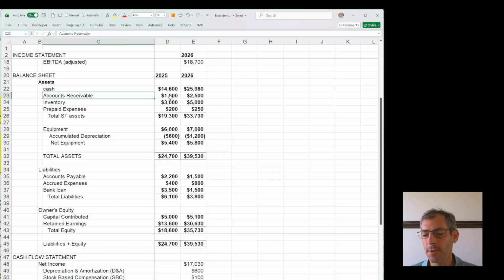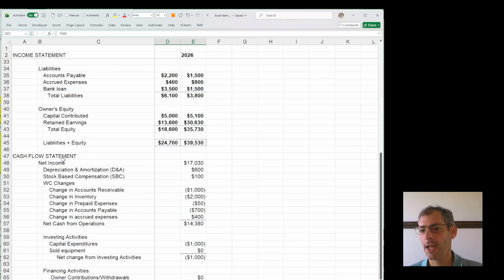Accounts receivable, if you remember, means money that we're expecting to collect. Let's say in this situation that the accounts receivable went up from 1,500 to 2,500, right? You can see all these changes, and I'm going to bring this back and forth between the balance sheet and down here, the cash flow statement, to see how these tie together. For example, when the accounts receivable went up by $1,000 right here, we're going to see that if we go into our cash flow statement.